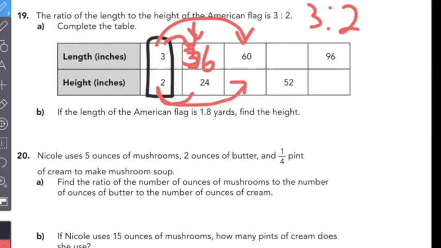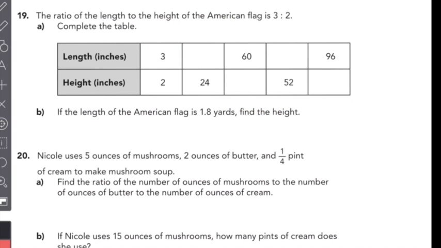The next one you're going to look at then is 2 to 52, because that's what they give you, and so forth, so you can complete the chart like that. So let's look at the B part now. B part's a little trickier.